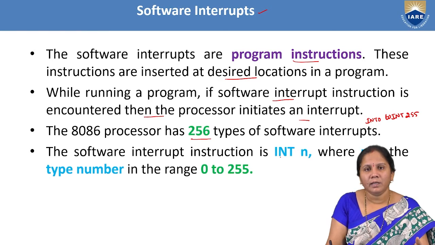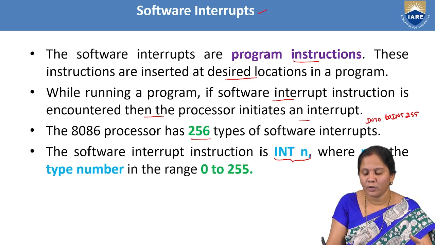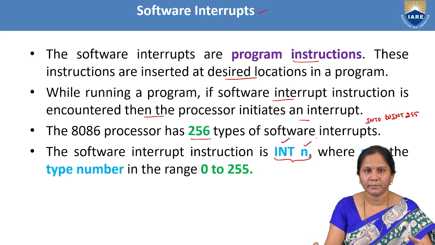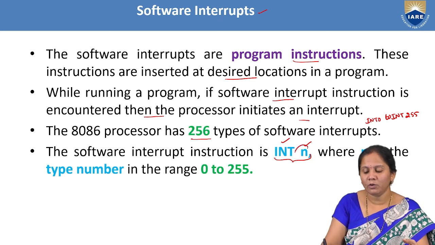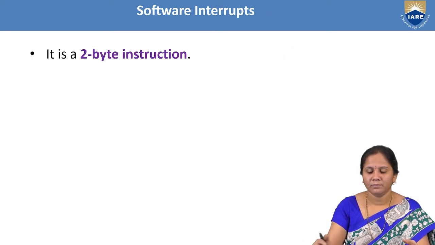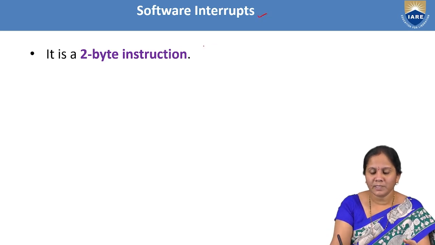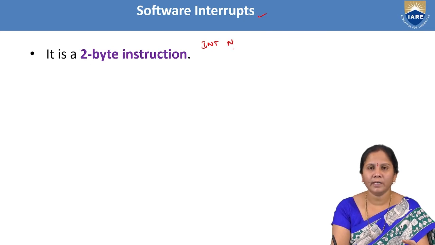And here generally the software instruction will be represented as INT N. This INT is an instruction, it is an opcode, and this N represents the type number. Since here we are having 256 interrupts, the value of N will vary from 0 to 255. Now, software interrupts are because of some INT instruction. So the general format is INT N.